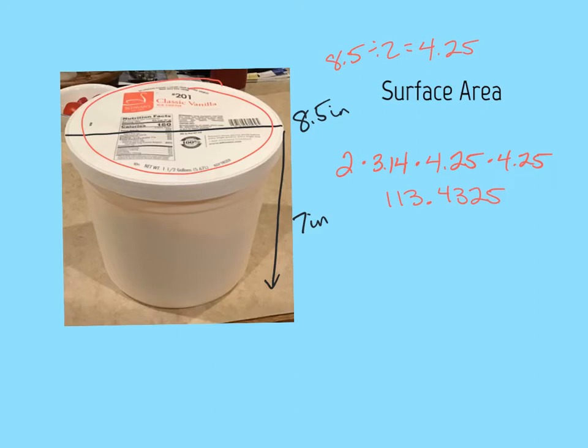Now I have to do this whole thing. So basically, it's the circumference times the height. So to do circumference, it's 3.14 times the diameter, which is 8.5, times the height, which was 7. So I did all of that, and I came up with 186 and 83 hundredths. Now I'm going to add those two things together. So 113, ooh, I don't like that. Let's not use that color.